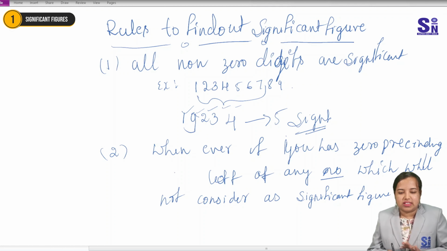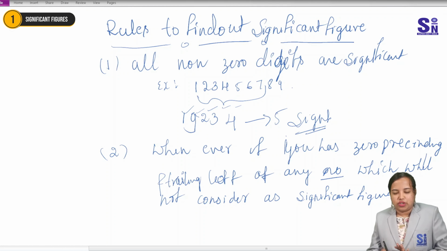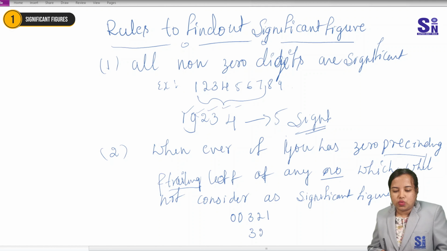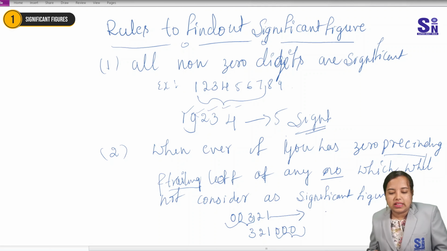I can include the third step also here only. Trailing. What do you mean by preceding and trailing? I am going to make you understand by giving this example. If I take 0, 0, 3, 2, 1 and 3, 3, 2, 1, 0, 0, 0. See, whenever you find zeros, here also significant figures are only 3 significant figures, whereas here also 3 significant figures.